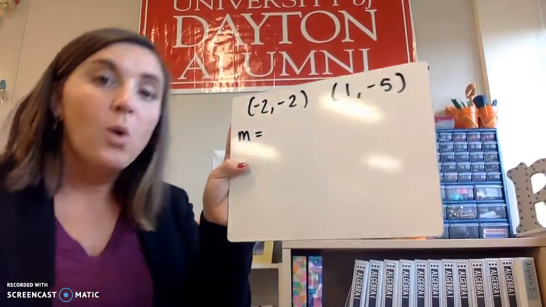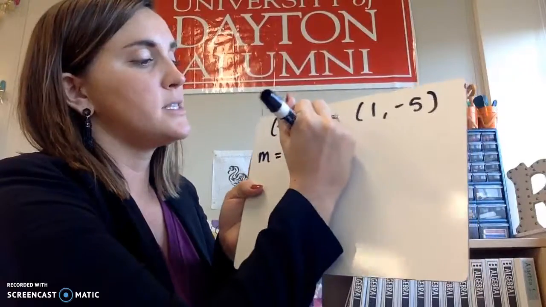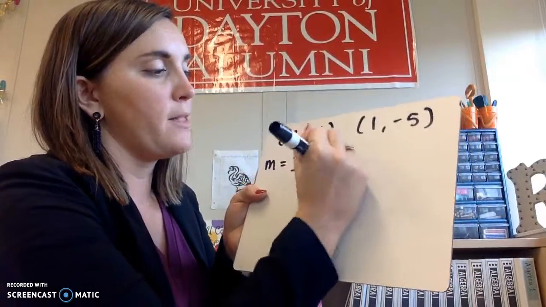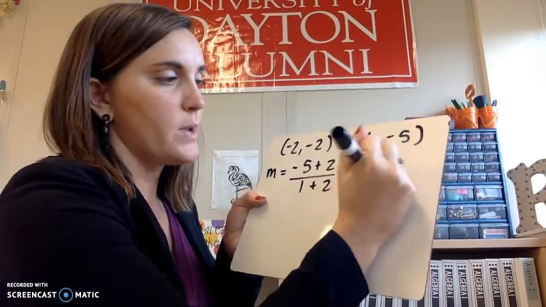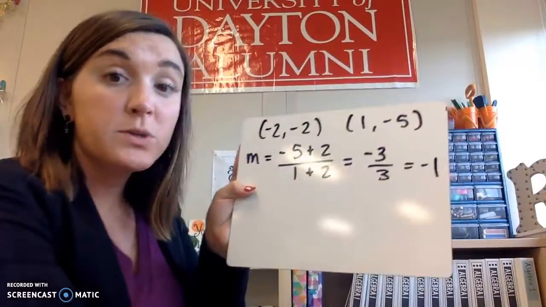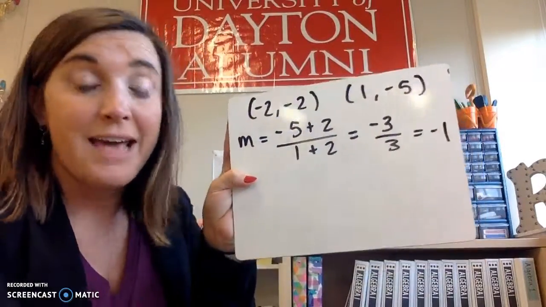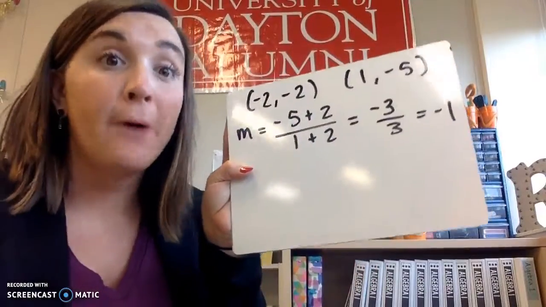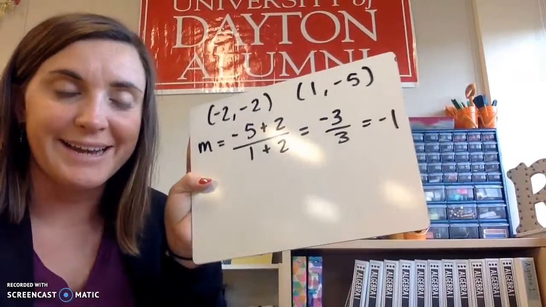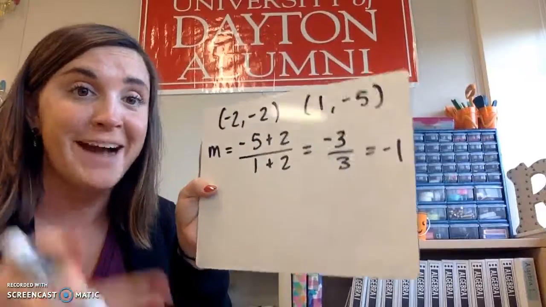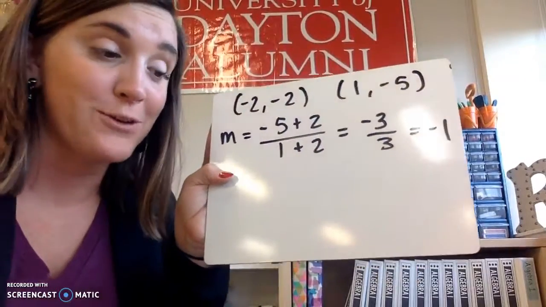So we're going to start with our slope, which you can hopefully find in your sleep now if you had to. -5 plus 2 over 1 plus 2 gives me -3 over +3, which reduces to -1. If that was way too fast, pause it, go back, watch it again, try to work it out first, and then play this back. I understand that it may feel quick for some of you.